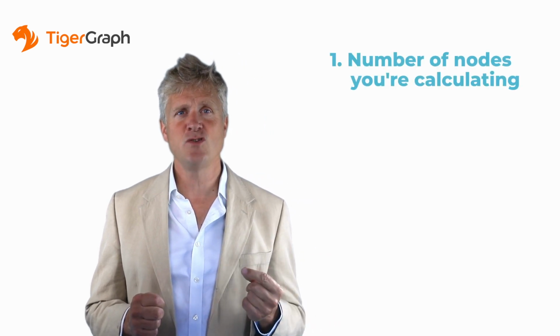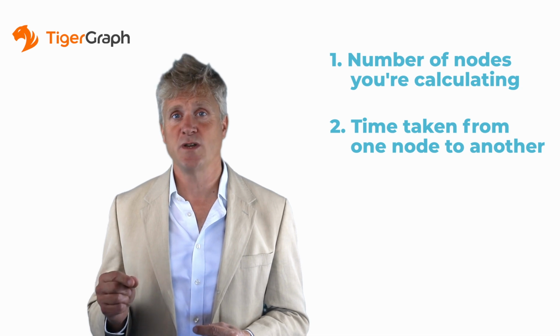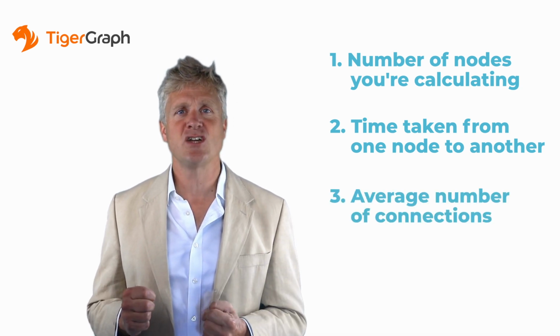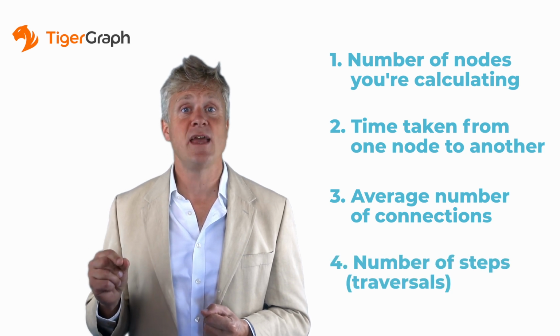The speed of a graph database query or algorithm is driven by slightly different factors than that of a normal database. Remember, a graph is a network of nodes, things, and edges, the connections between those things. Query speed is determined by 4 factors: the number of nodes you're calculating, the time the graph database takes going from one node to another, the average number of connections to each node, and the number of steps or traversals you want to make into the graph.